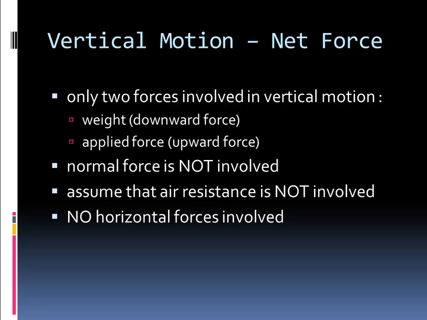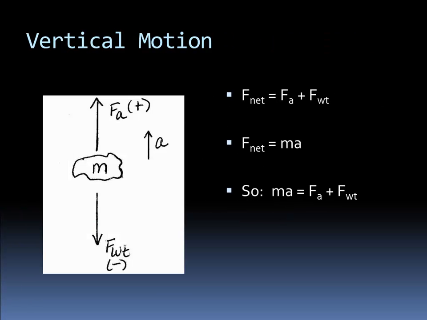We are also going to assume that air resistance is not involved, and so there are also no horizontal forces involved. So make sure that you're familiar with these assumptions. Now, here's a free body diagram of vertical motion. Our net force is equal to our applied force plus our weight. We can also set that equal to mass times acceleration, since the net force does equal mass times acceleration due to Newton's second law. So we end up with mass times acceleration equals your applied force plus your weight.